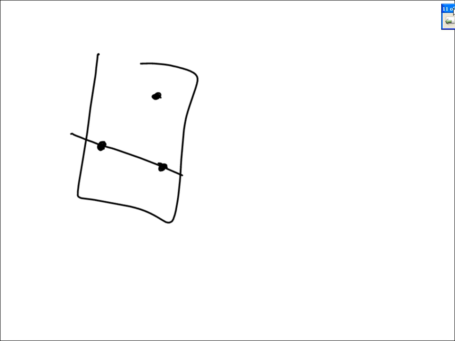Okay, 2 points do not determine a plane. 3 points do. Think about that. Okay, so I'm going to give you 3 points, and I want to find the equation of a plane. If 3 points determine a plane, then we should be able to write down the equation of the plane.